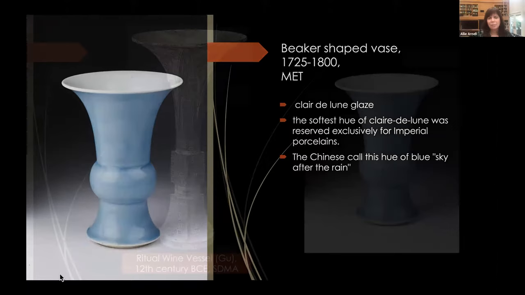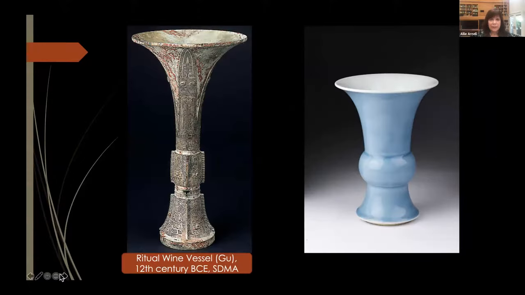So here's a ritual vessel, a gu, from the 12th century BCE. And this shape was revered in the history of ceramic production generally in China, and specifically in porcelain production in the Qing Dynasty. And you can see where that inspiration comes from. I'll just ask you to remember this decoration here, because we're going to see another vessel in just a minute that reflects this decoration on it.